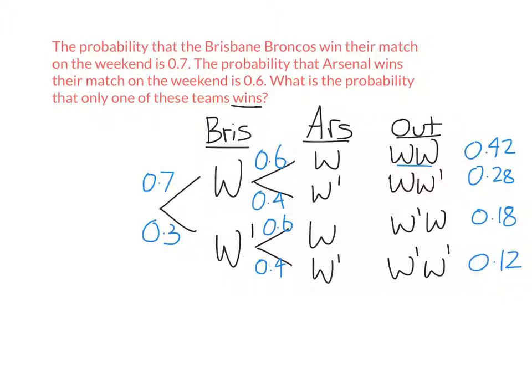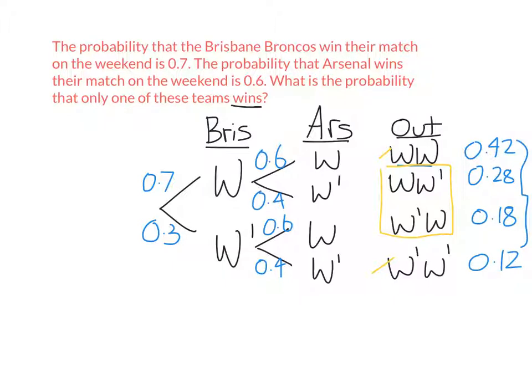So once again, I can see if I'm on the right track by checking that these add to 1, and absolutely they do. So now that I've done that, I'm just going to find which of the 4 outcomes satisfy what I was interested in, which constitute only one of these teams winning. Well, not the first one, because that's both teams winning. Not the last one, because that's neither team. But these 2 here, they are events in which only one team wins.